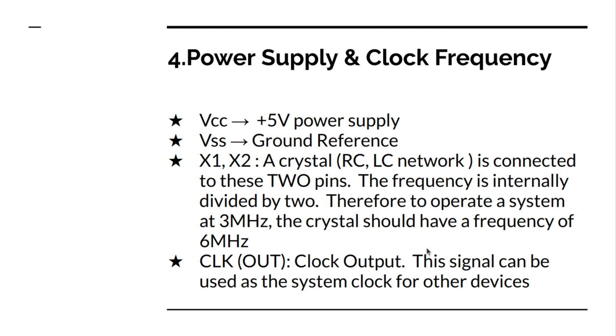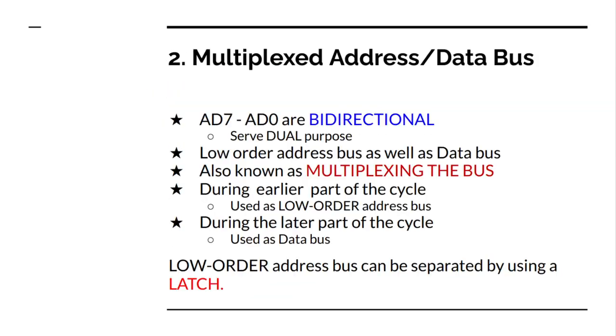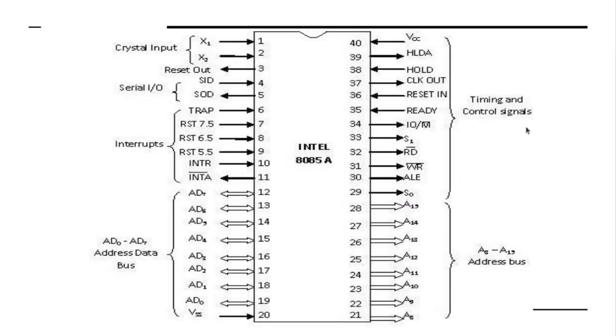Then we have the fourth group of signals, which is power supply and clock frequency. So we have VCC, that is the power supply, which is a positive 5 volt. Then we have VSS, which is a ground reference. Then as you can see in pins 1 and 2, here we have the crystal input X1 and X2.